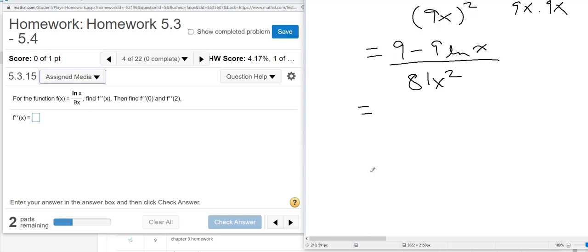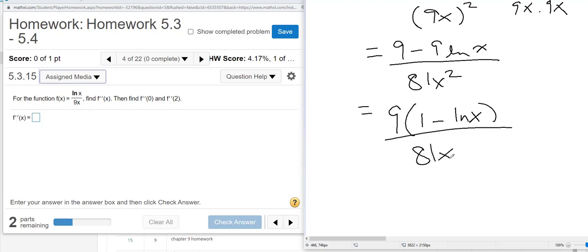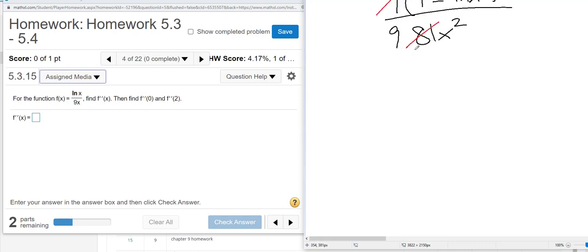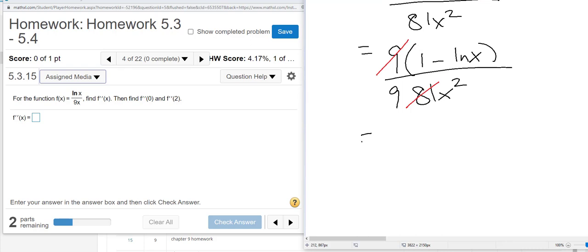Now I recognize that both terms in the numerator have a 9 in common. 1 minus the natural log of x would be left over. And I have an 81x squared in my denominator. This 9 can divide into this 81, leaving a 9 in the denominator. So my first derivative is 1 minus the natural log of x over 9x squared.